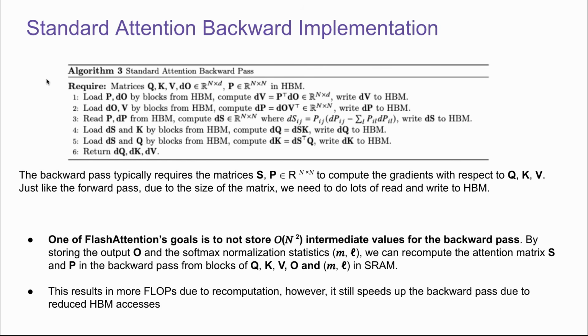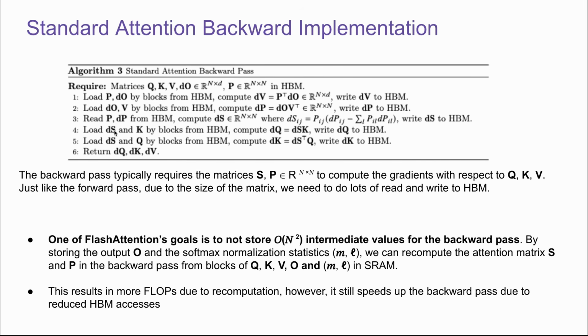Now, with all this extra knowledge, we should be ready for the standard attention backward implementation. When we do the backward pass, we already have matrices Q, K, V, dO, and P in HBM. We first load P and dO from HBM and then compute dV. Then we load dO and V from HBM and compute dP. We need to write dP back to HBM. Then we read P and dP from HBM and compute dS according to the Jacobian matrix that we have gone through. Afterwards, we need to write dS back to HBM.